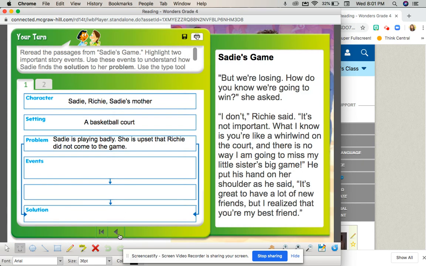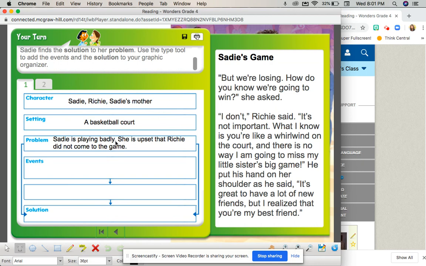All right, so now it is our turn to figure this out together and see what events we could put in these two boxes before we get the solution at the end. So the directions say, reread the passages from Sadie's Game. Highlight two important story events. Use these events to understand how Sadie finds the solution to her problem. So it does say that the problem was she was playing badly. She was upset that Richie did not come to the game.